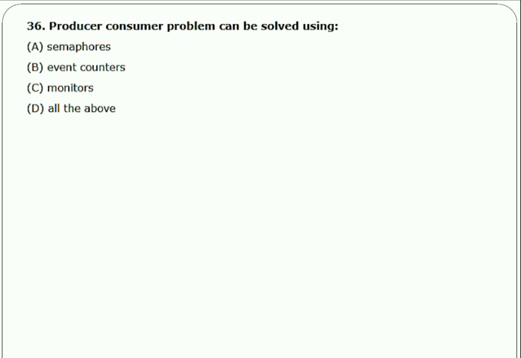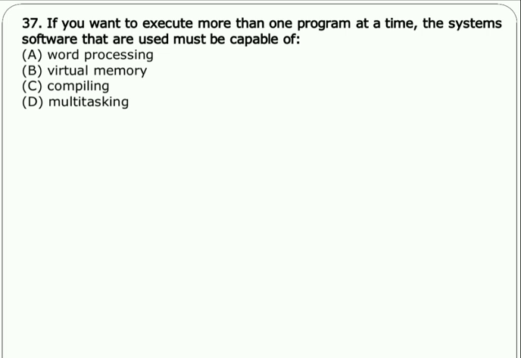Correct answer. Next one. If you want to execute more than one program at a time, the system software that is used must be capable of word processing, virtual memory, compiling, or multitasking. The answer is multitasking. Multitasking means a multiple number of programs executed at a particular time. So D is the correct answer.